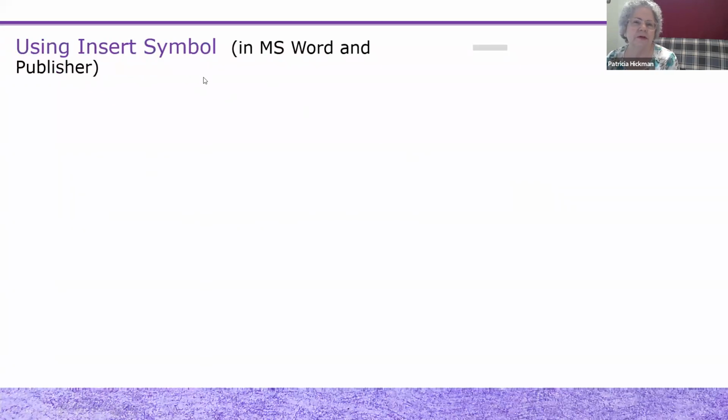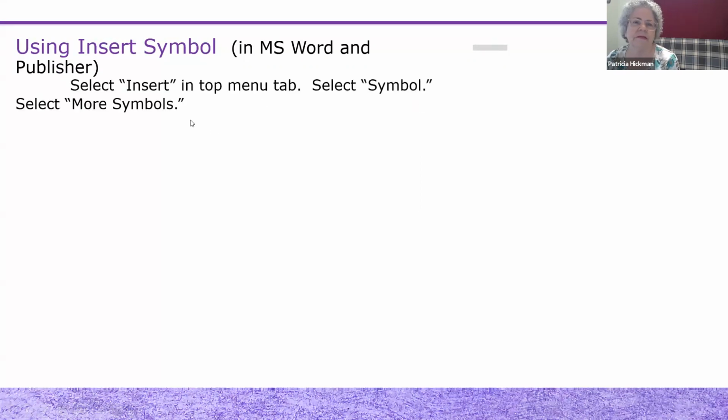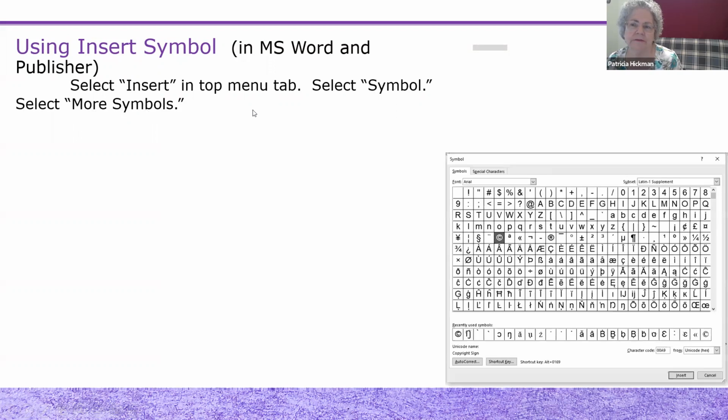So we're going to show you how to insert a symbol in Microsoft Word and Publisher to get a special character. You would select Insert in the top menu tab, the top control panel. And then in that tab, you would select Symbol and you would select More Symbols. And we will show you more what we mean in a minute.